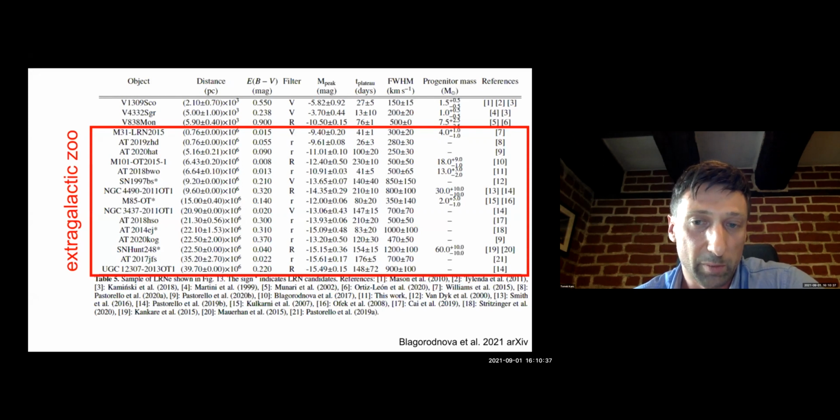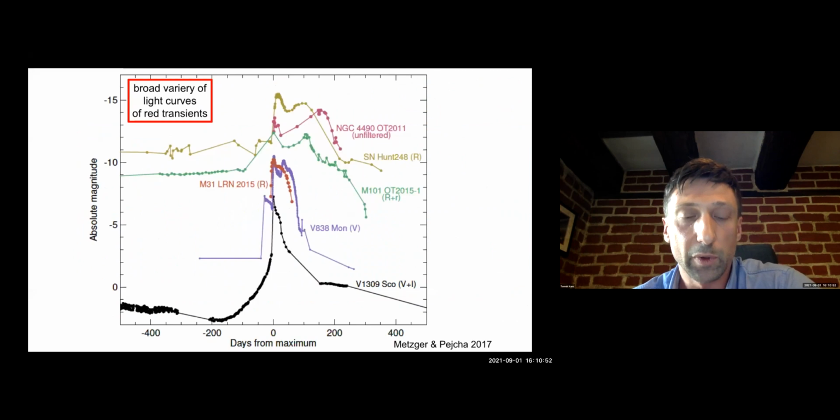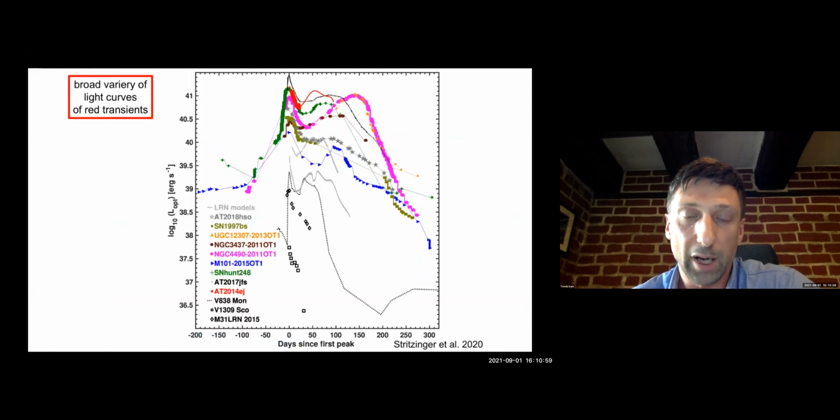Here you have a list, probably still incomplete, of objects that are classified as red novae, luminous red novae, or similar objects. And you can see that they are at distances of megaparsecs or tens of megaparsecs. So we mostly see them during the eruption, and the zoo of light curves is quite impressive. And although there have been some attempts to explain those different light curves, I think we're still far from understanding them. And maybe this is one of the points we can discuss after the session.